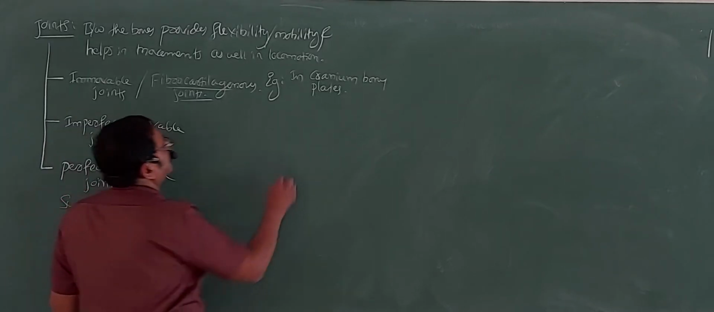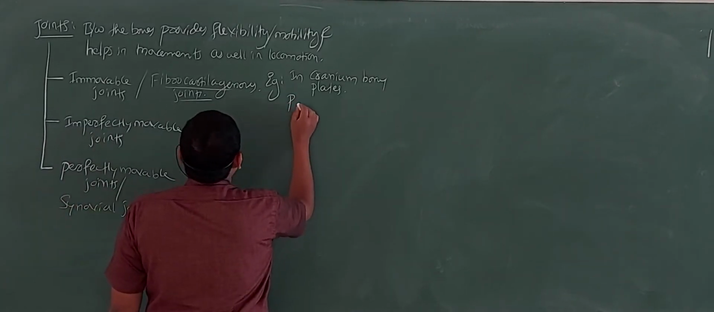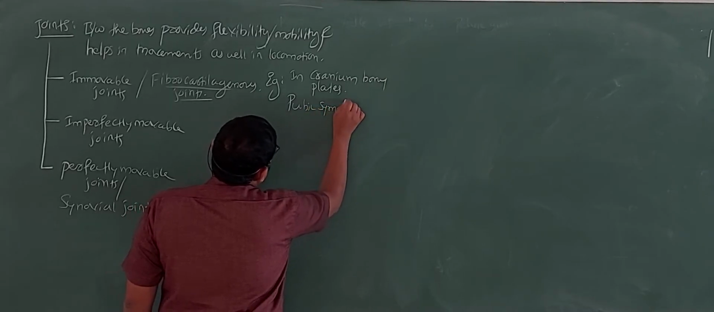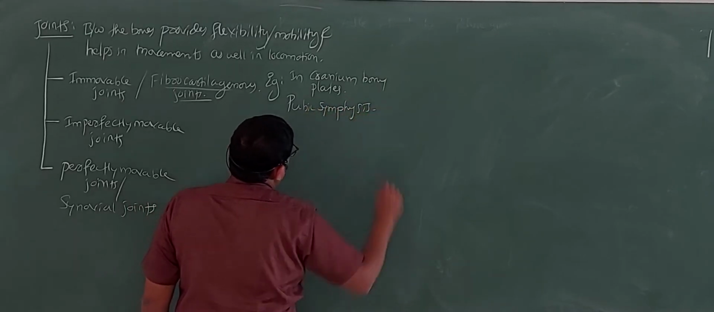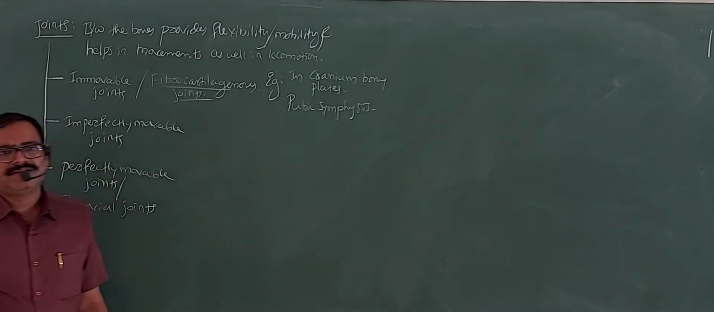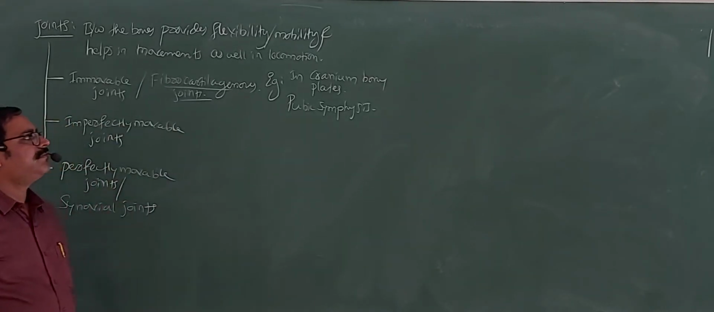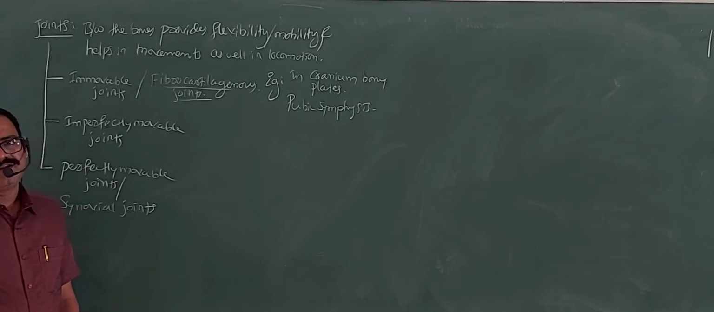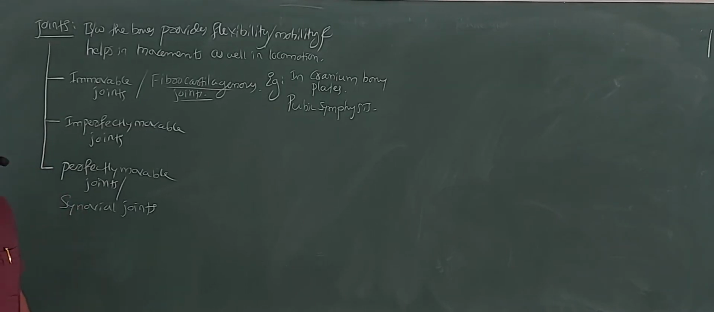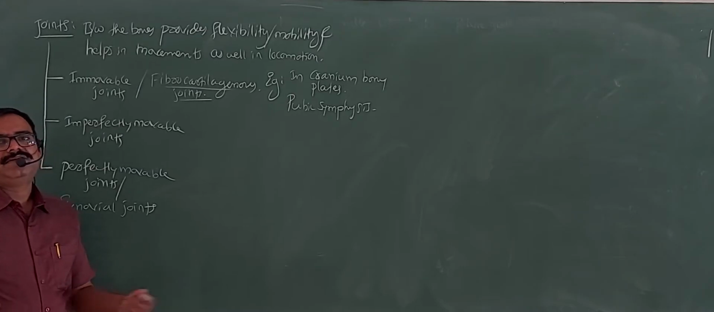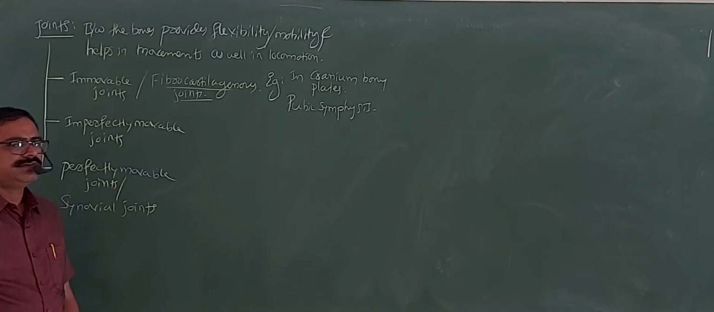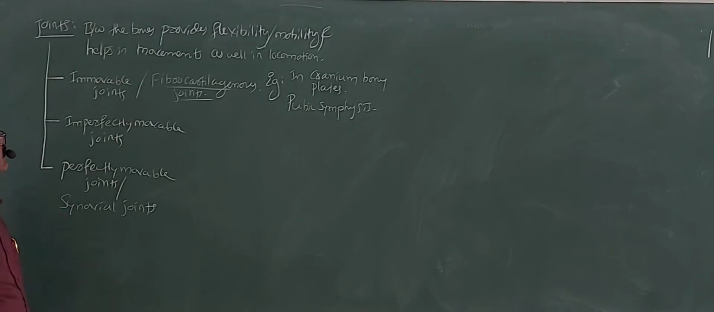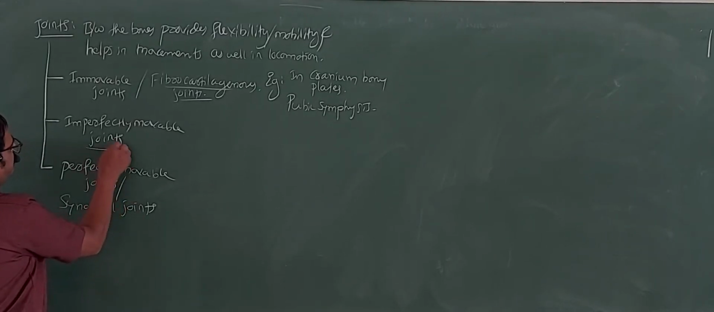Other than this, we can find an immovable joint in the pubic symphysis, mainly in the pelvic girdle. It is movable only under special conditions such as parturition or delivery. During childbirth, there is expansion of the pubic symphysis, that too in the female only.